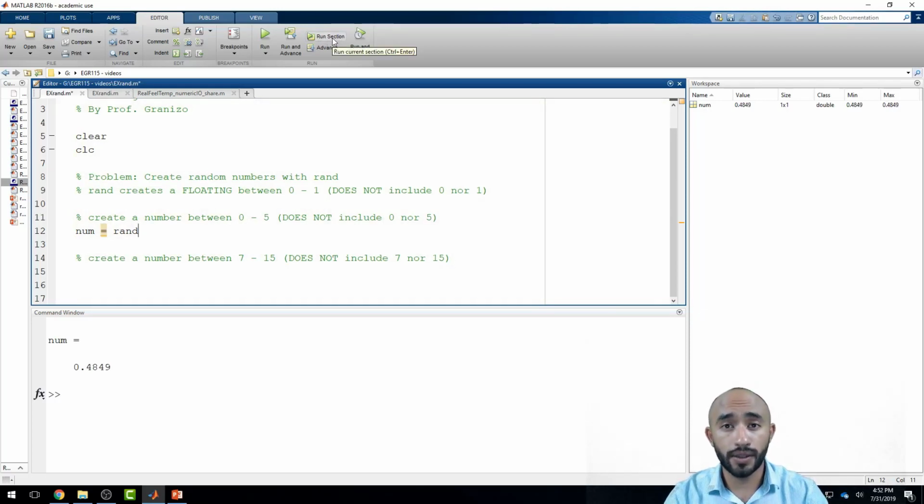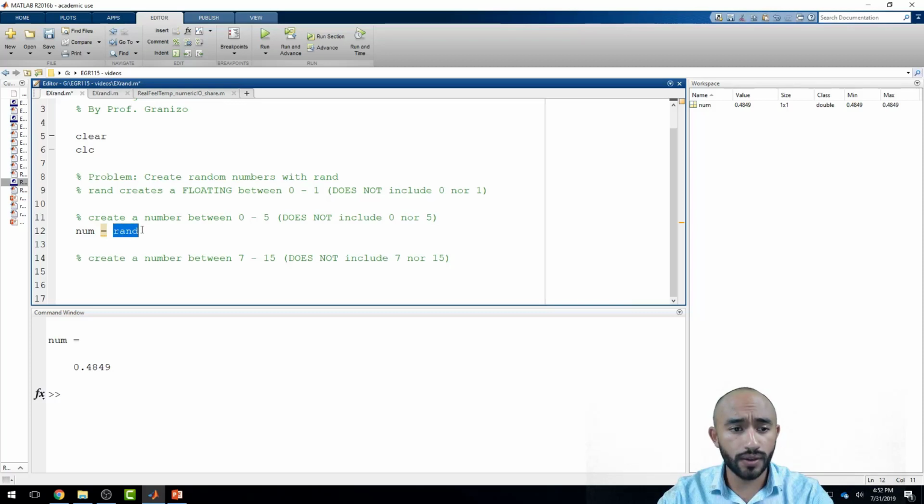Now, this might not seem very useful, but there is a way that we can tweak it in MATLAB so that we can obtain any range of our preference. For example, if we are trying to create a random value between 0 and 5 that does not include 0 nor 5, the only way to achieve so is to make an additional operation with the rand.